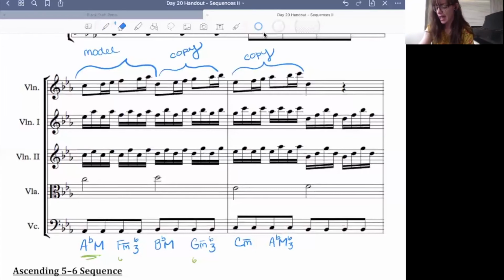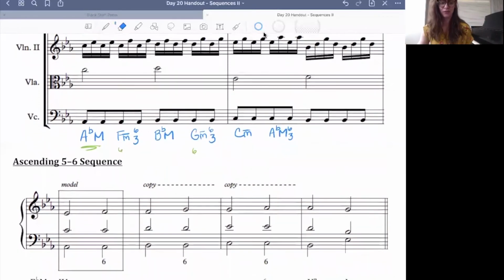So let's talk about root movement now. We've got A flat to start. So A flat major goes to F minor. There's our model. Then our copy, we're moving up by step. B flat major goes to G minor. And then our second copy, we do the same thing. C minor, because we're staying diatonic in the key of E flat. C minor goes to A flat major in first inversion. So when we're talking about root relationship, we are no longer in the land of fifths. We have now moved to thirds.